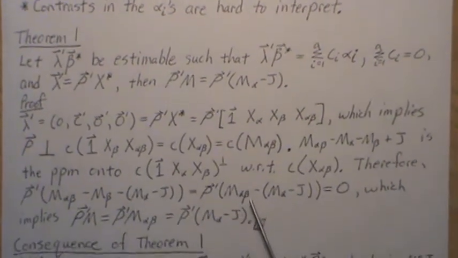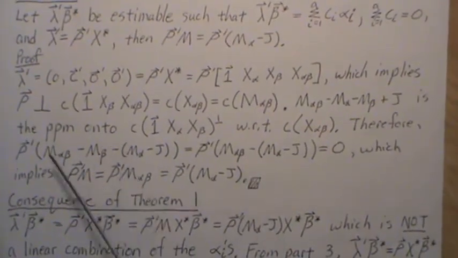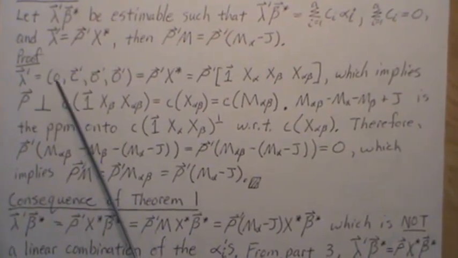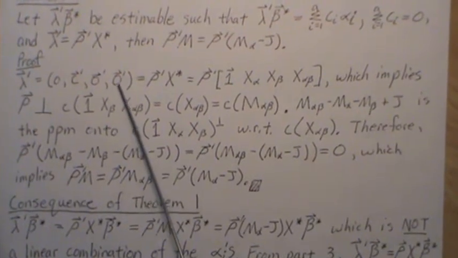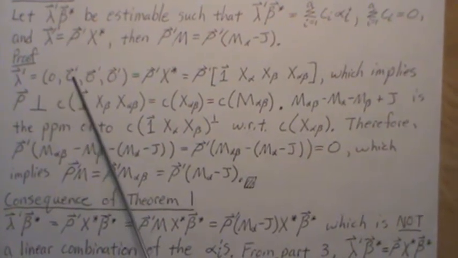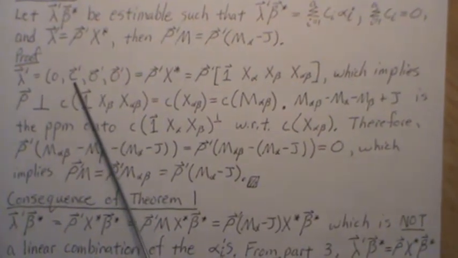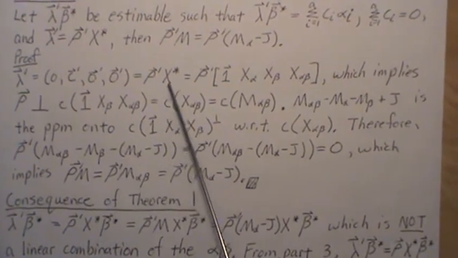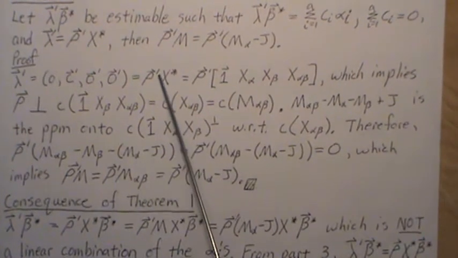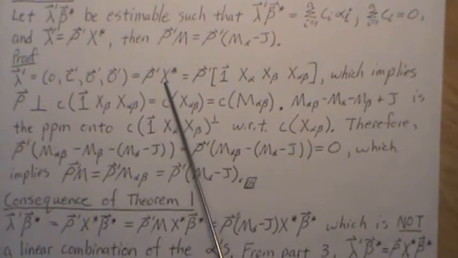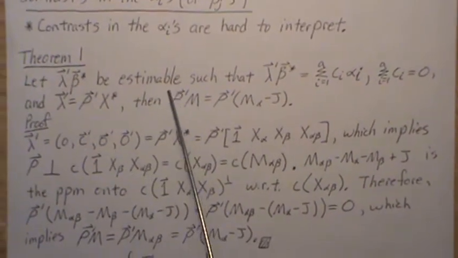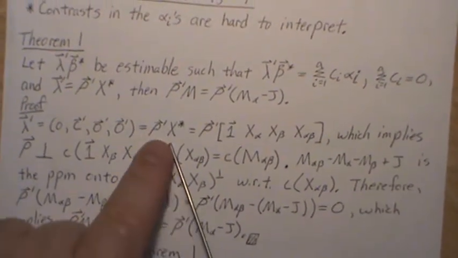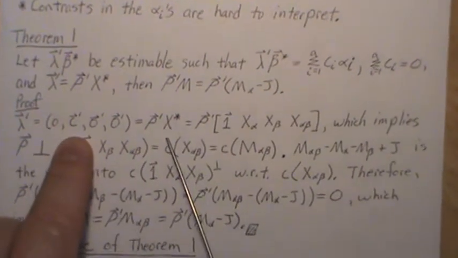So the proof goes like this: lambda transpose can be thought of as this. This part is associated with mu, these are the beta parameters, and these are the interaction terms. We only want the linear combination of the alphas, so that's why this is called c. And since lambda has to be a part of the row space, this has to equal rho transpose X star. Now remember, we're assuming that it is estimable, which means that lambda has to be a part of the row space, so for some rho, this is true.